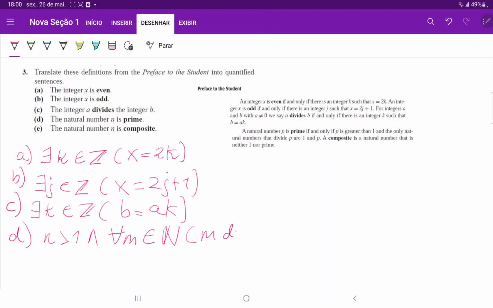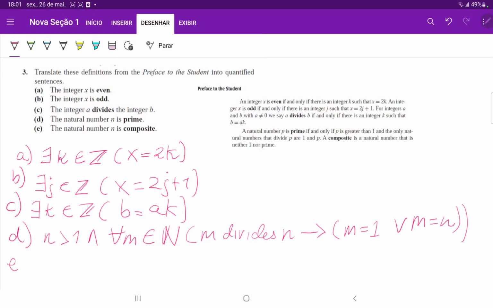if m divides n, then that must mean that either m is equal to 1, right? Either m is equal to 1 or m is itself. So either m is equal to 1, or we have that m is equal to n. So basically what we're saying here is that for a natural number greater than 1, if any other number divides it, then that means that the number is either 1 or is equal to itself, right? That's the only way for it to be prime.